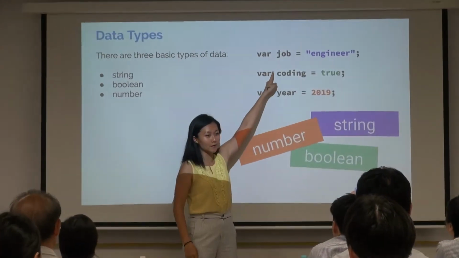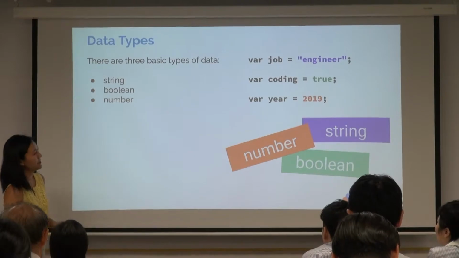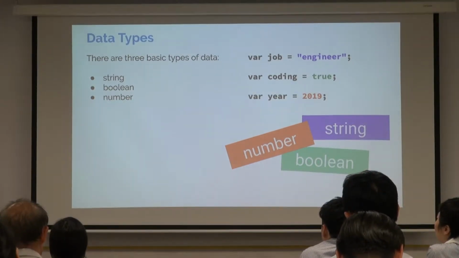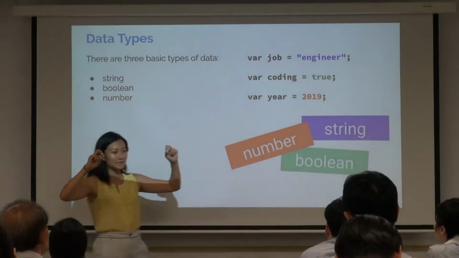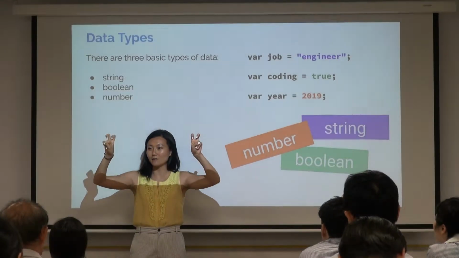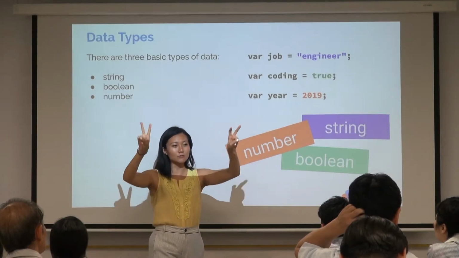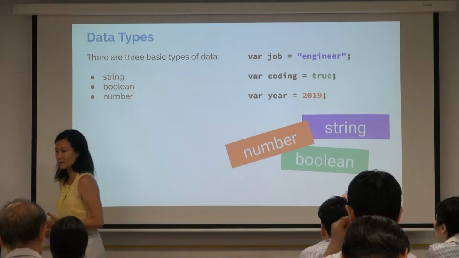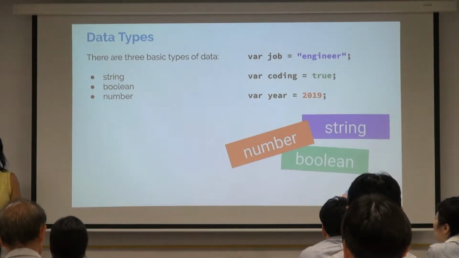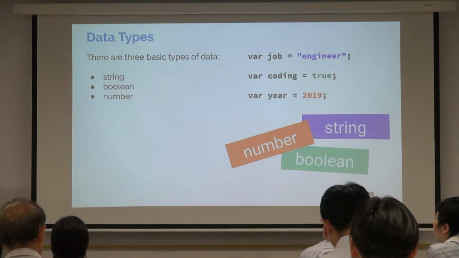For the first one up here, var job equals engineer. Engineer is a string. When it's a string, it means that it's data inside of quotes. So anything inside of the quotes is a string, and that is a data type. It's a type of data. This is how we classify data that we have. Okay.